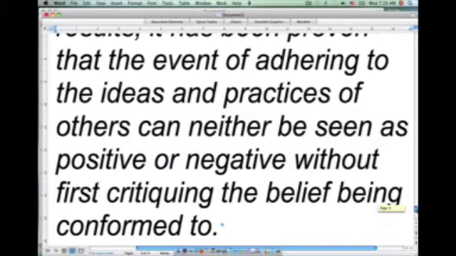So we're not saying it's good or it's bad. We're saying that it's not even the subject of conforming that can be so clearly defined as being a positive or negative thing. It's more so the actions or ideas that are being conformed to that need to be judged. I hope I'm wording myself clearly there. I guess the sentence speaks for itself, though.